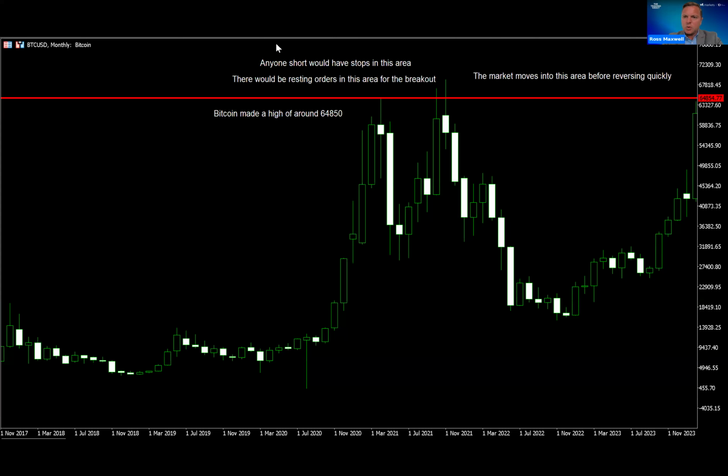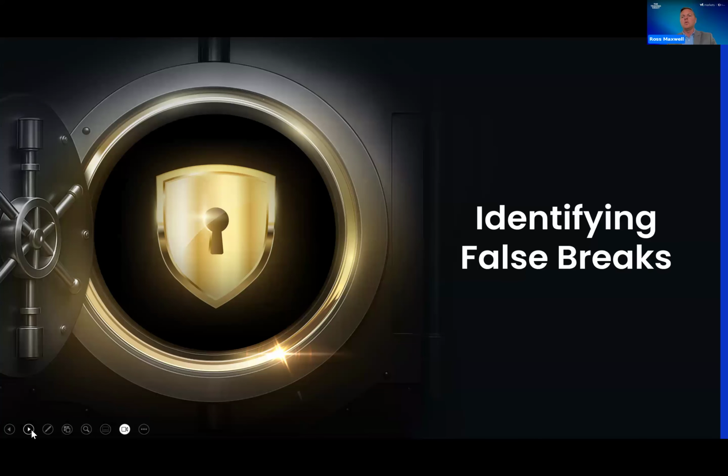Okay. Cool, no questions as yet, which is great. Let's go and start moving on to what we're looking at. Now we're going to look at identifying false breaks. And this is effectively, in essence, a liquidity grab. It's pretty much the same thing.